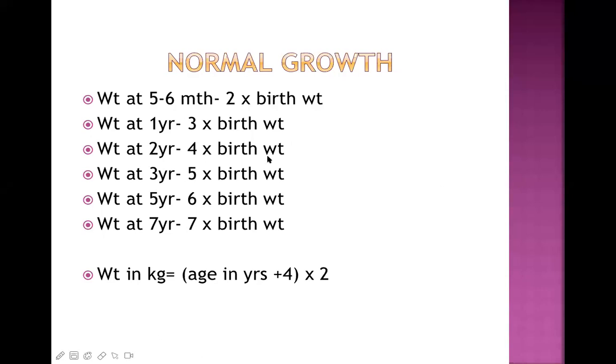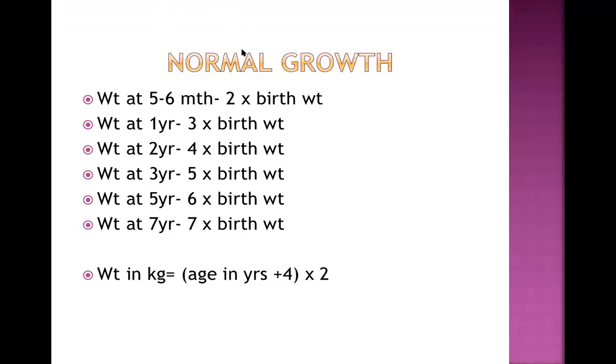Weight at 2 years is 4 times birth weight. At 3 years, 5 times birth weight. At 5 years, 6 times birth weight, and at 7 years, 7 times birth weight. So this can be easily calculated by one formula: weight in kg equals age in years plus 4, multiplied by 2.